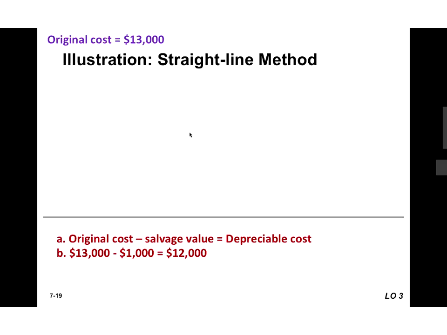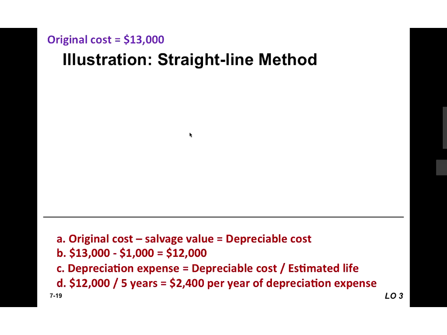So we figured out our depreciable cost. Now the next step, we're going to calculate our depreciation per year. Straight line depreciation is the simplest method we have. Basically, you take your depreciable cost, divide by the number of years, and you're done. Our depreciation expense is our depreciable cost divided by our estimated life. So here, we take $12,000, which is our depreciable cost, divided by 5 years to give us $2,400 per year of depreciation expense.